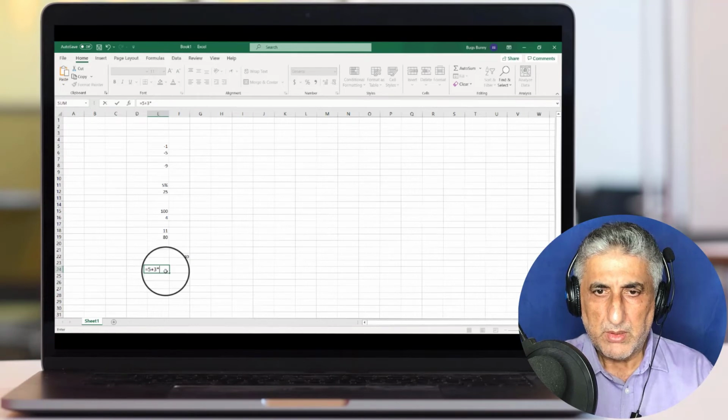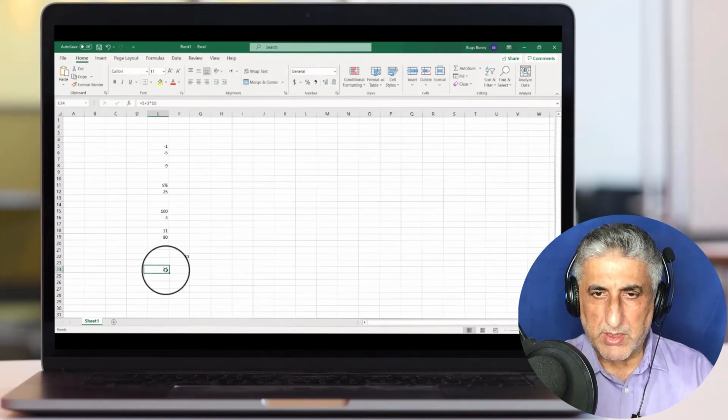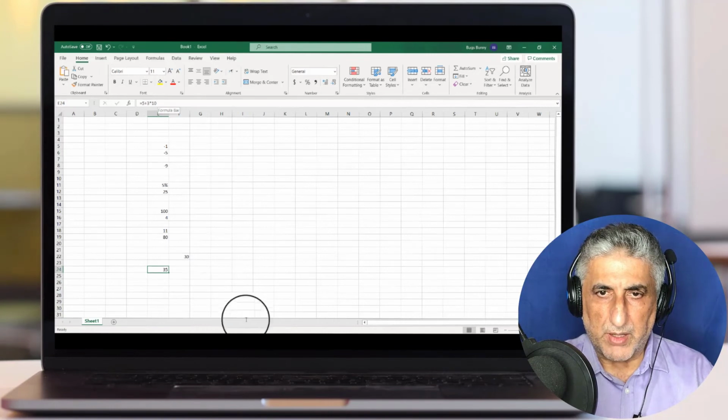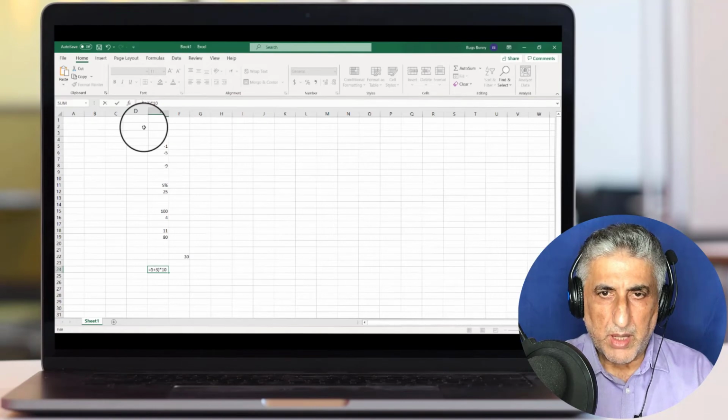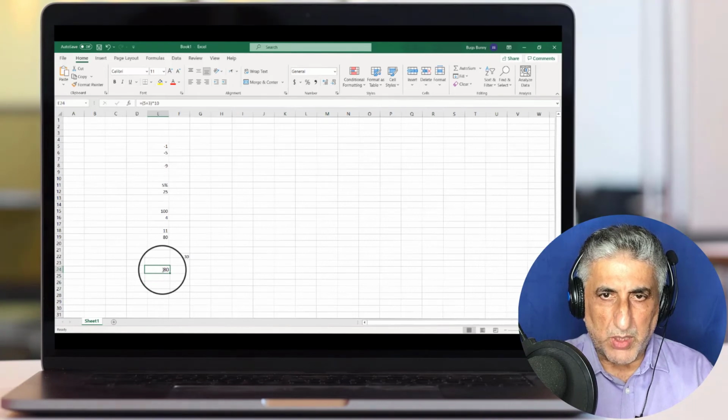Five plus 3 multiplied by 10. What's the answer? Let's guess together. 35. Why? Because it did the multiplication first and added 5. Now we will use parentheses to enforce. When we use parentheses, we enforce what's in the brackets to be calculated first. The answer is 80 now.